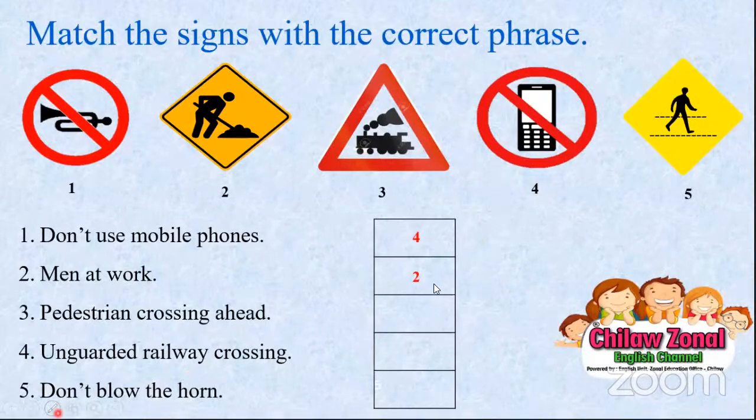Pedestrian crossing is ahead. Right. So we can get the fifth picture, right? We can get the fifth picture.